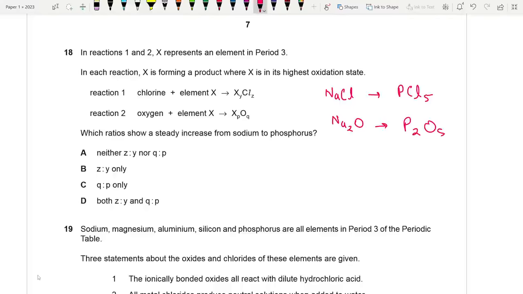So this one is Y to Z. So the Y to Z ratio, this one, it is basically 1:1, and here it is 1:5. Here is 2:1, and it turns into 2:5. So let's check this out.